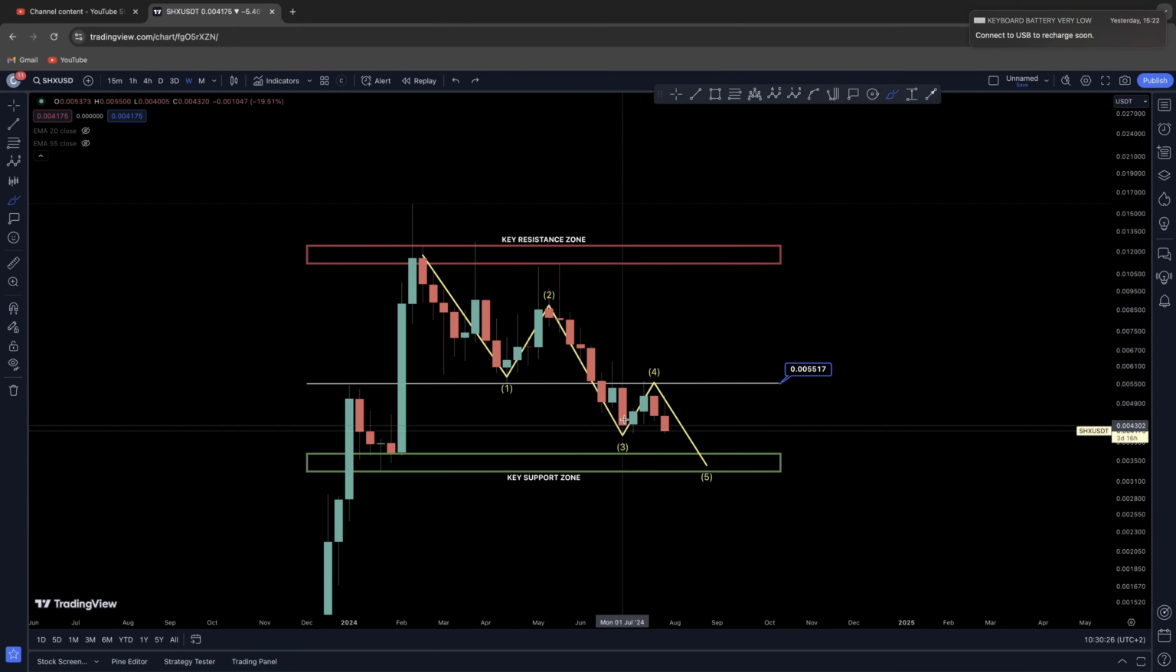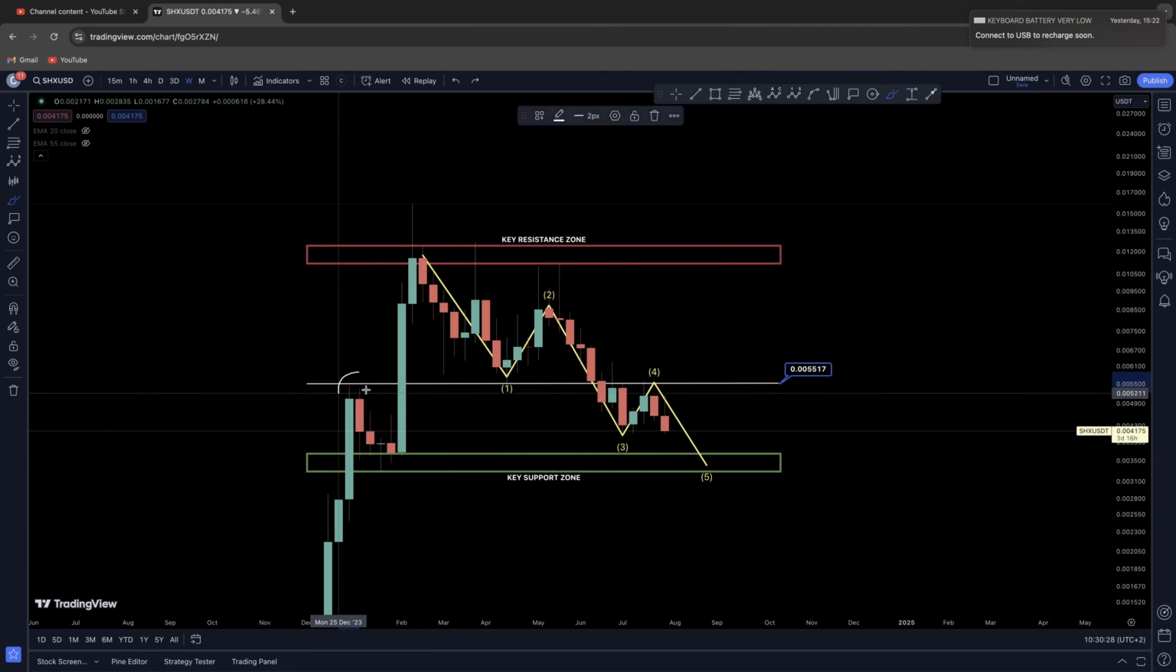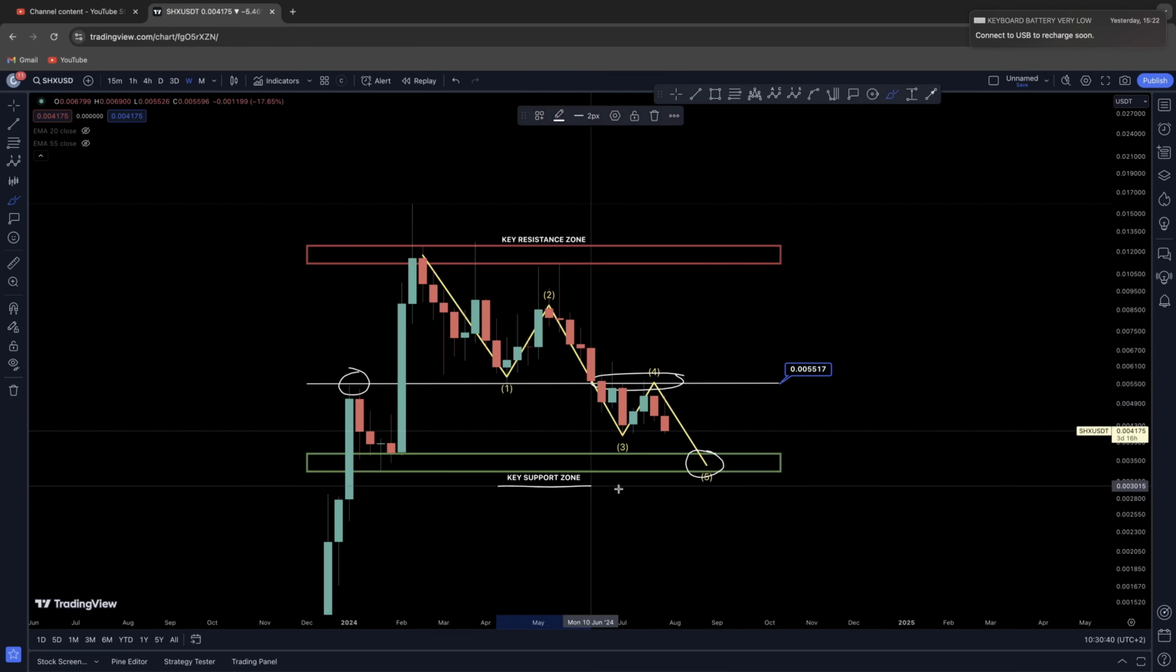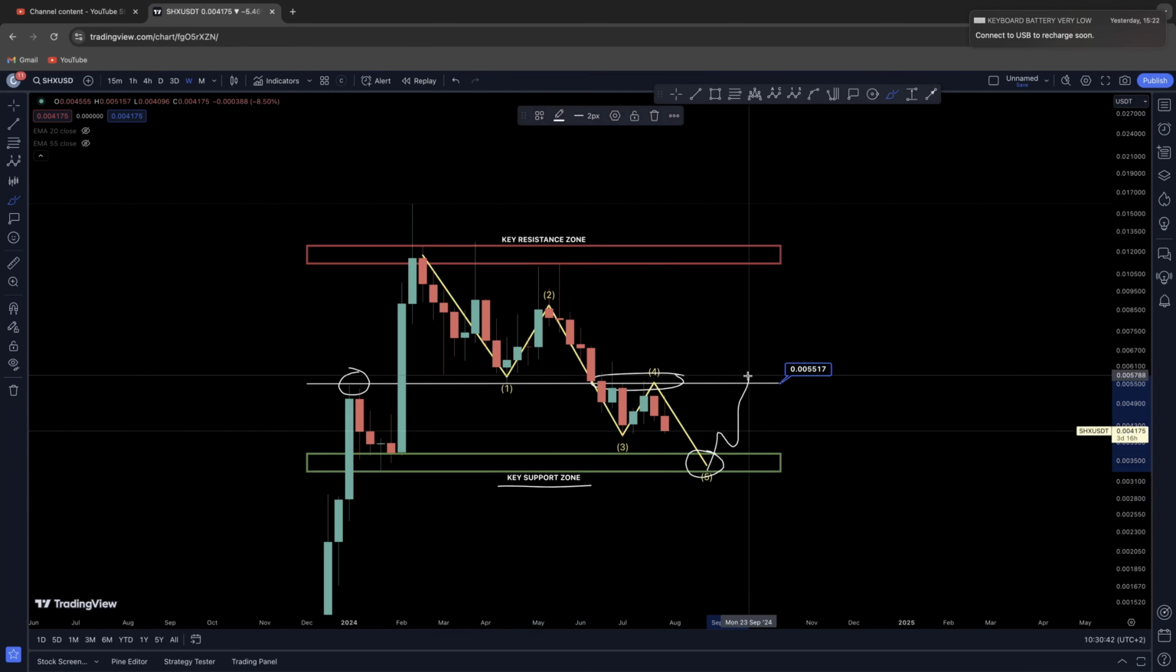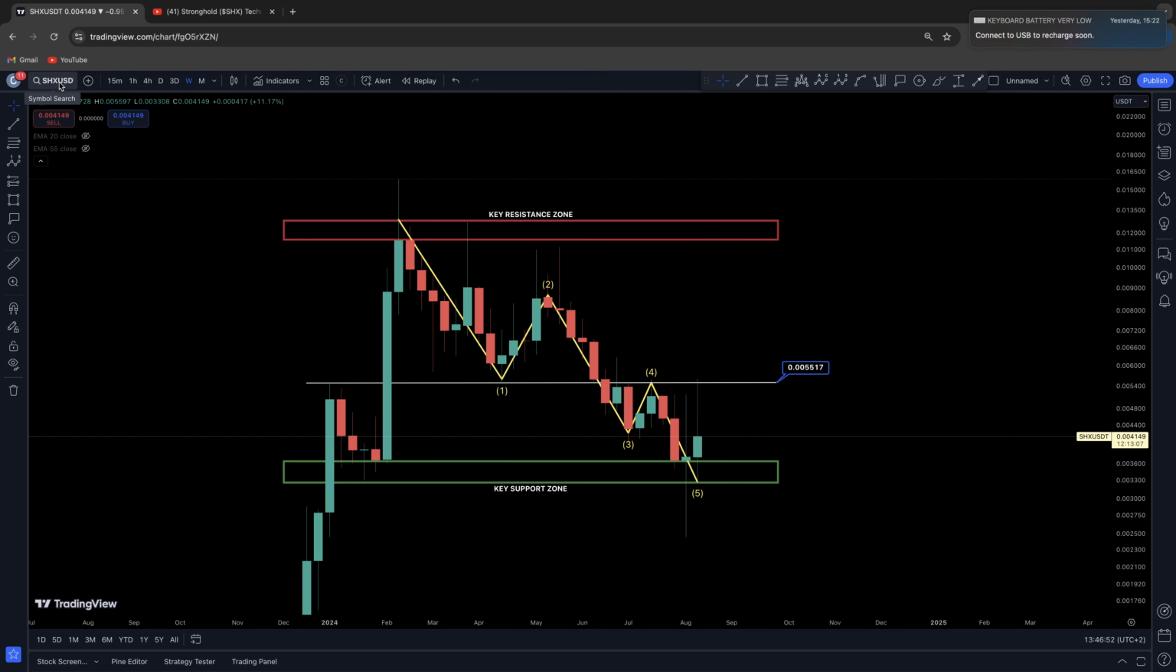Now in this wave 3, this is where it was important, because we came back and we lost this level of support right here, and we in fact confirmed it as resistance. So right now this wave 4 is our key resistance point. If we are to see this final wave 5 down to the key support zone, this wave 4 above us here at 0.005 is going to be our key resistance moving forward. So back to our current video.